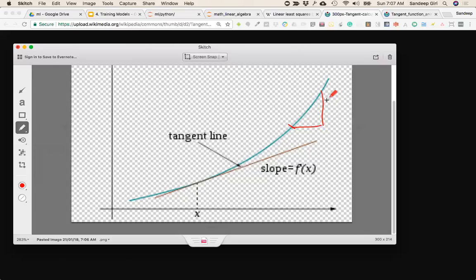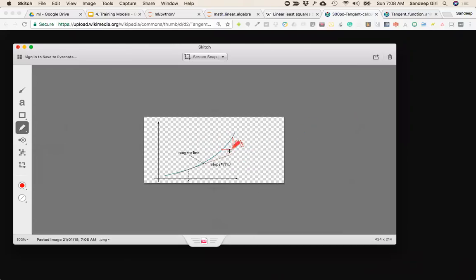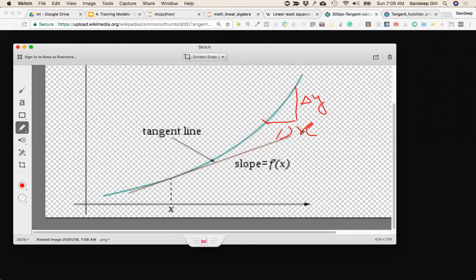And then we compute how much y had changed, right? y was this much, and as we went ahead, y went up, so y became this. So the rate of change at any point is, this is delta y, right? And this is delta x. So this is delta y and this is delta x.